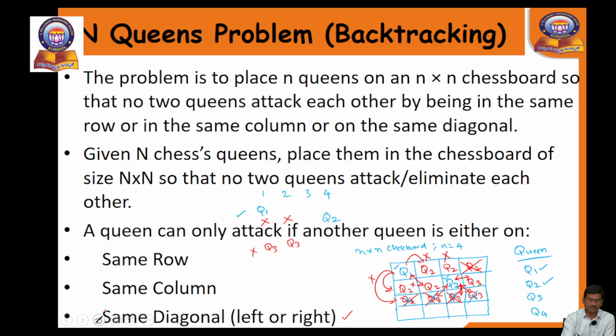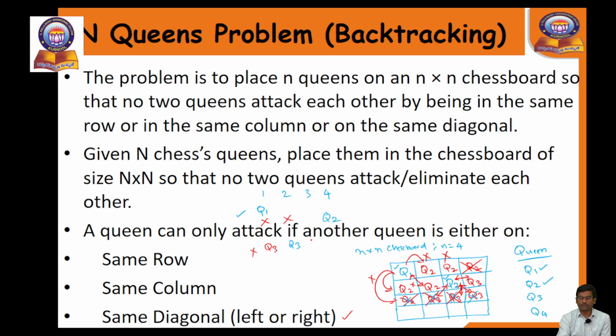So I can place queen 3 in this cell, because no two queens will be under attack, and similarly it is not in the same row, it is not within the same column, and it is not in the same diagonal. So can I place queen 4? Because so far we have finished queen 1, queen 2, and similarly queen 3, and take the queen 4.